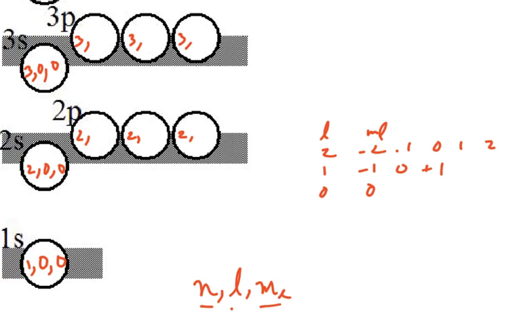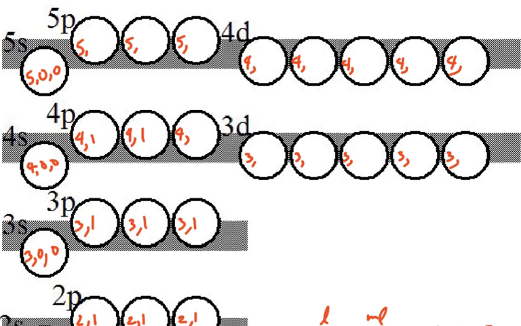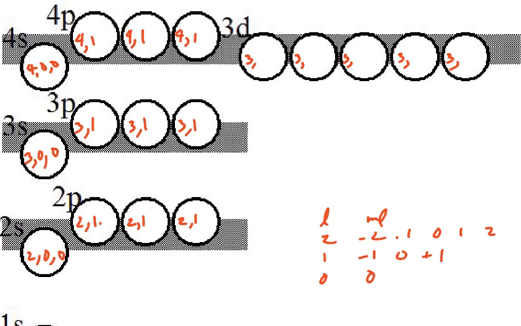For 2p, the level is 2, so n equals 2. And when n equals 2, L has a value of 0 or 1. But if it's a 2p, then we're talking L equals 1. With 3p, L equals 1, and a 4p, L equals 1, and a 5p, L equals 1, and 6p, 7p, 8p, like that. Then the last one: I have 3 possibilities, so when L equals 1, m sub L can be -1, 0, and +1. I'm going to put those 3 in here, and those are my quantum numbers for those 3 orbitals.